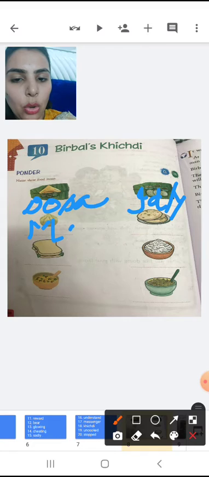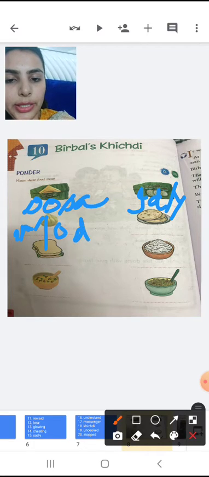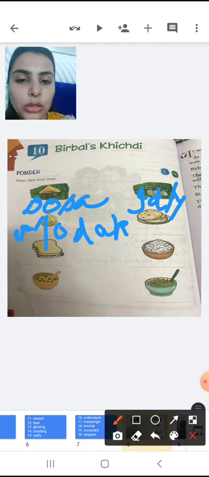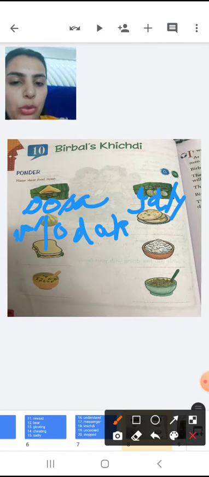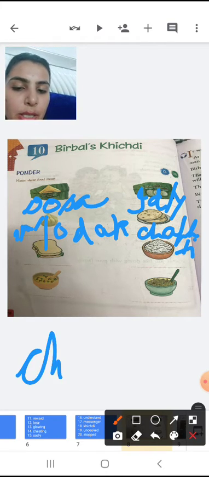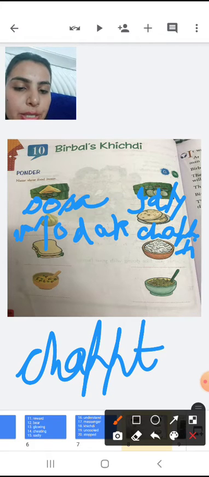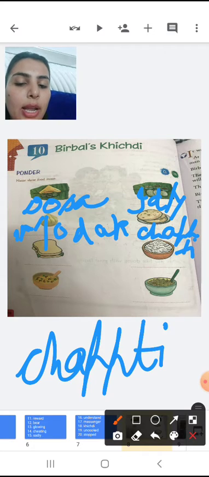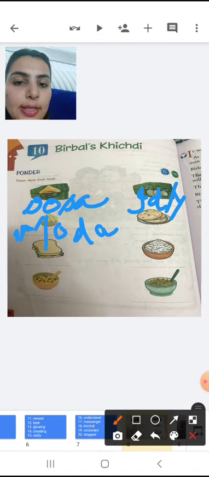Next is modak. Who loves the modak? Lord Ganesha. Write down M-O-D-A-K. Modak. Next, what is it? Chapati. C-H-A-P-A-T-I. Chapati. I'm writing here. Okay. Next is sandwich.